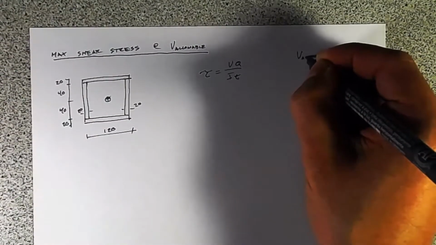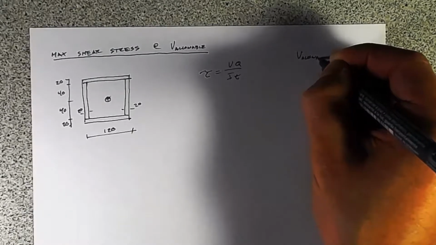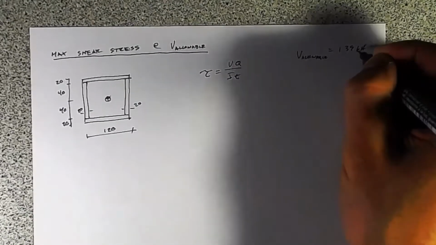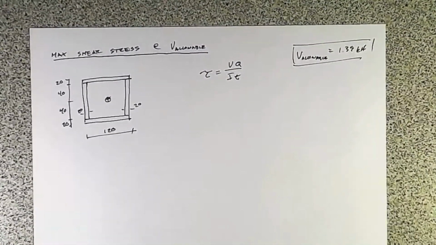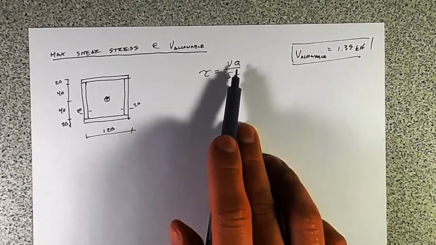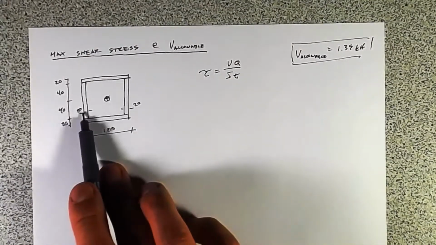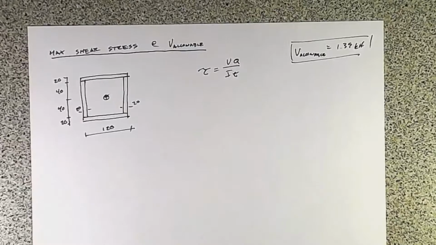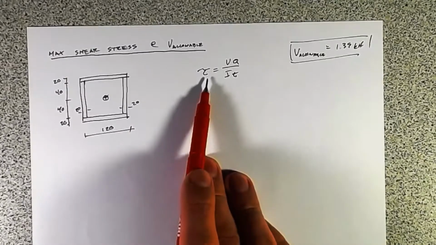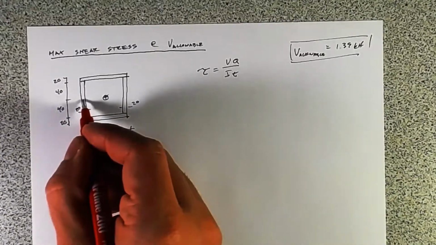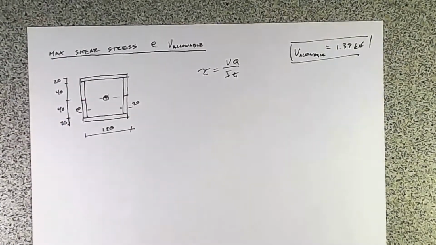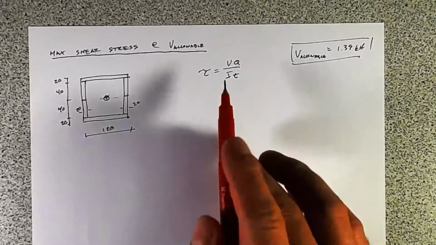We know V allowable equals 1.39 kilonewtons. So we just worked that out. We know I. We know T. T is going to be 2 times 20 because we've got 2 webs. So that's the total width at a given section. And really what we want to know is we know that the shear stress is max at the neutral axis. So we know the shear stress is max right here. Really all we have to do is find Q.